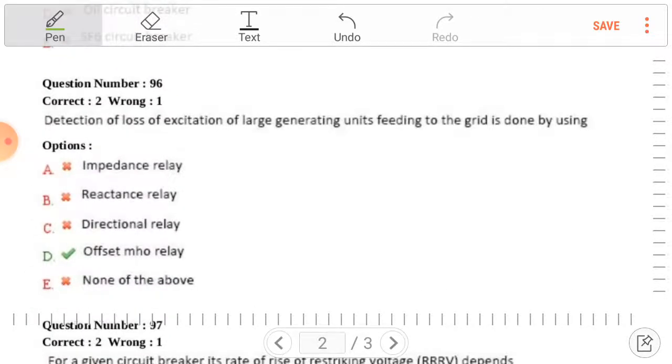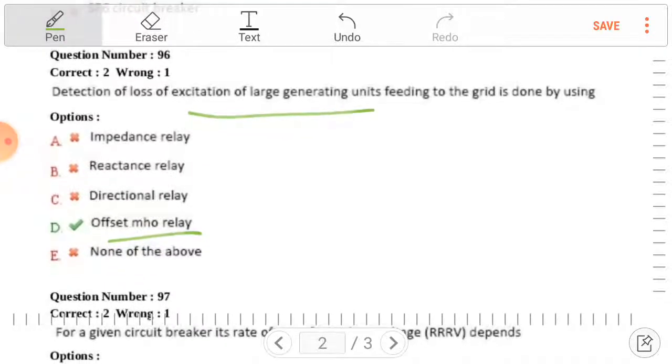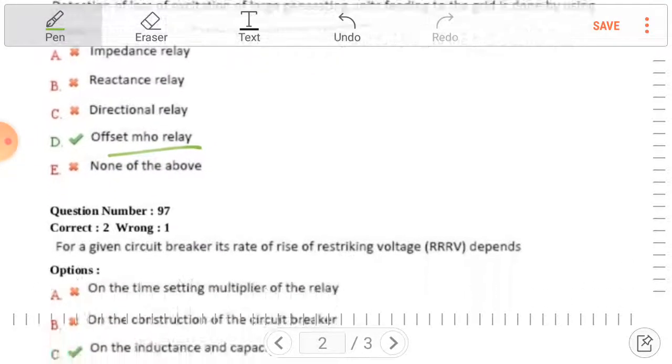Detection of loss of excitation of large units feeding to the grid is done by offset Mho relay. So we can detect the loss of excitation by using offset Mho relay.